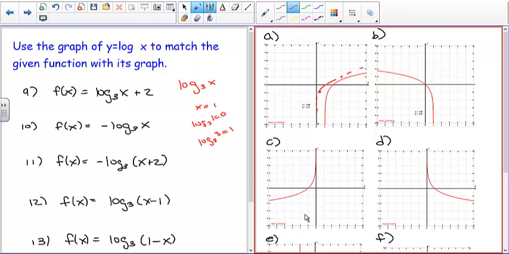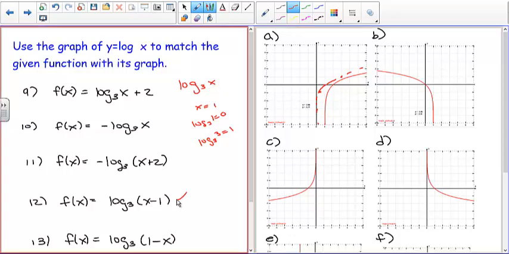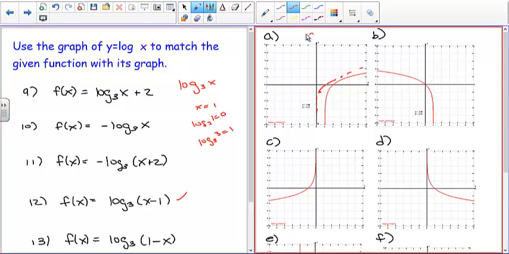So let's think about what's going on here. Notice this line is shifted by 1 unit. Everything's been shifted by 1 unit. So this must be just the parent function with an x-axis shift of 1 unit in the x direction. So this one looks like the right one. So this is going to be 12 because it's the parent function shifted to the right by 1 unit. Okay, let's look at the next one.